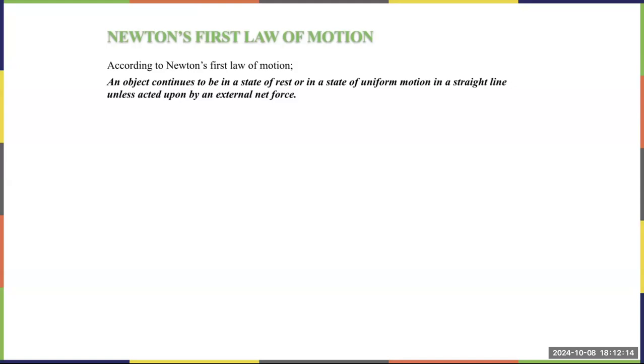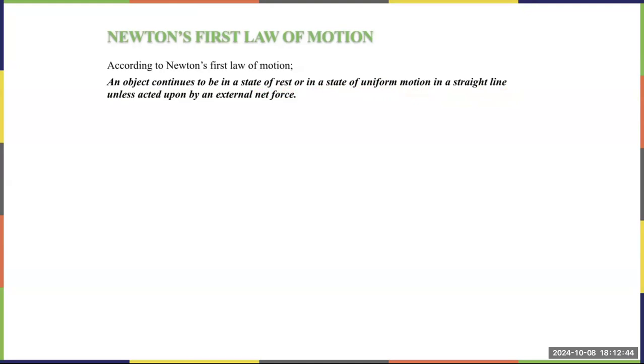But according to Newton's first law of motion, an object continues to be in the state of rest or in the state of uniform motion. So what does uniform motion mean? Uniform motion means the motion that does not change, that does not accelerate. So the speed does not increase or decrease, right? It stays in uniform motion in a straight line. In a straight line means its direction also does not change, right?